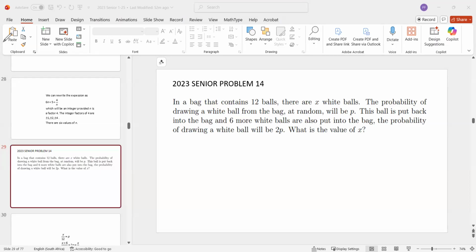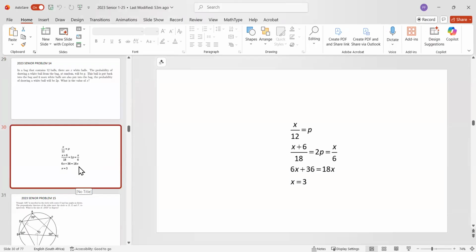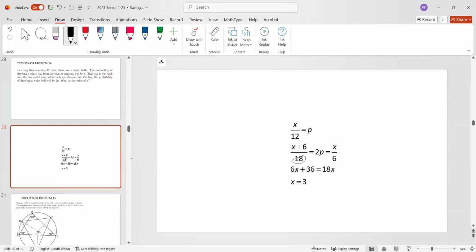Let me go to the page where... okay, it seems that I had X over 12 is equal to P, and (X plus 6) over 18 is equal to 2P, and 6X plus 36 is equal to... oh, this is not 12, this is not 18, it's supposed to be 12 here. So this answer is wrong. Okay, so the answer is really 6. Well, it's supposed to be 12.